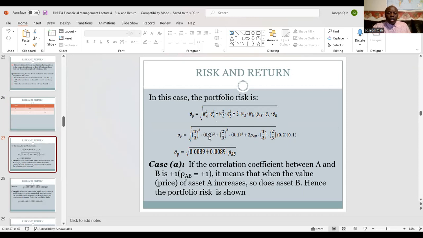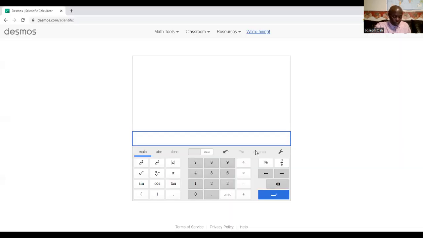For this one, I'm going to take you to where we can do the calculations. I wrote it down. So we have this weight, 1/3 squared, times 0.2 squared. Plus 2/3 squared.